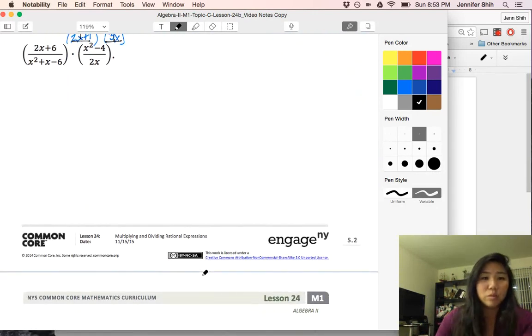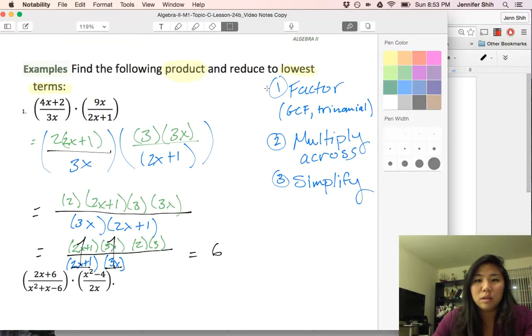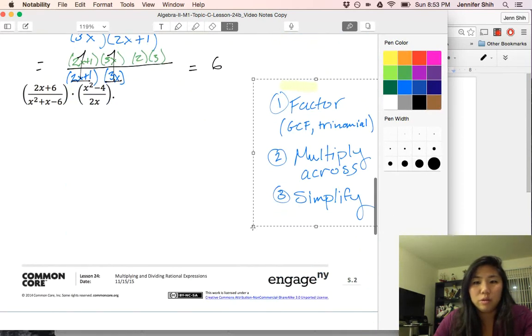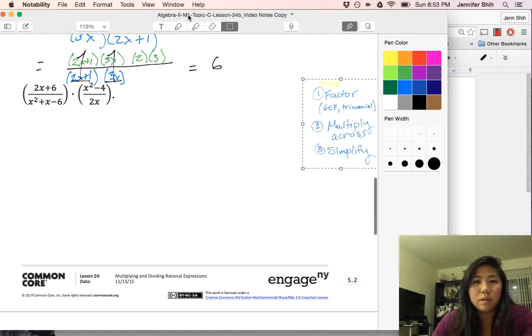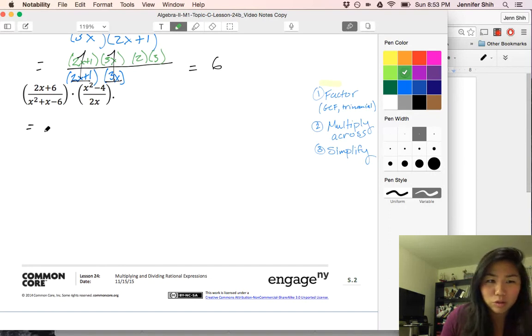Okay, so we're still going to do the same steps. What I'm going to do is I'm going to take this. It's going to come with me, hopefully. Okay, we are going to continue to factor and then multiply across and then simplify. So I'm going to factor this out first. I'm looking at the numerator and I'm like, I don't know where this is going, but I think I'm just going to try to factor first. So I have big parentheses, and I'm going to do 2 and x plus 3.